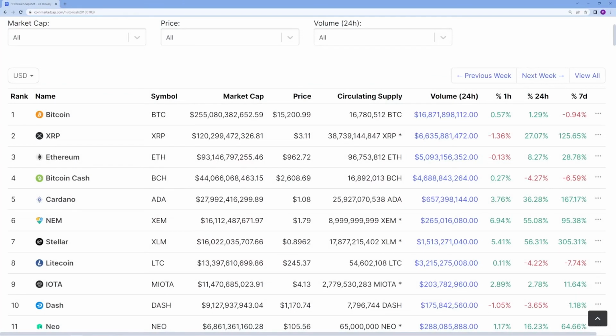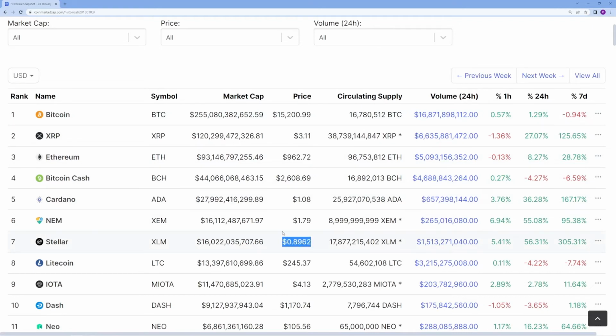So this is a historical snapshot of CoinMarketCap. Basically, this is a website that tracks all the cryptocurrencies and all the specific price points, and it lets you do a historical snapshot of cryptocurrency prices from a specific date, when the XLM Bitcoin ratio peaked. You can see on this day, Bitcoin was $15,200. This was all the way back here in 2018 when the bear market began. Ethereum was $962. And if we go all the way down here, XLM was 89.6 cents.